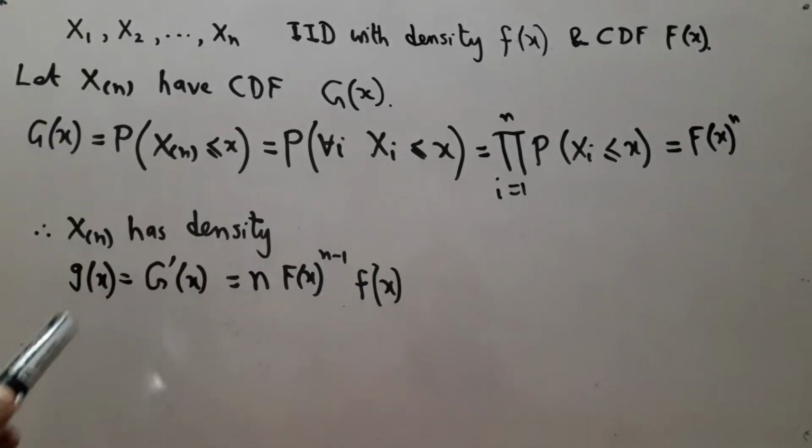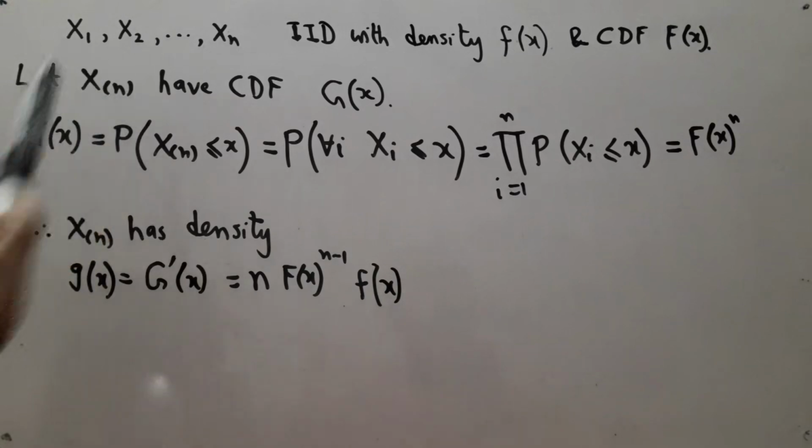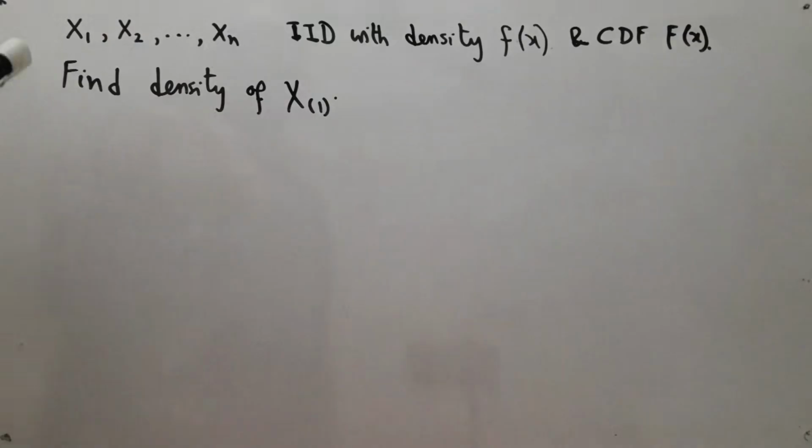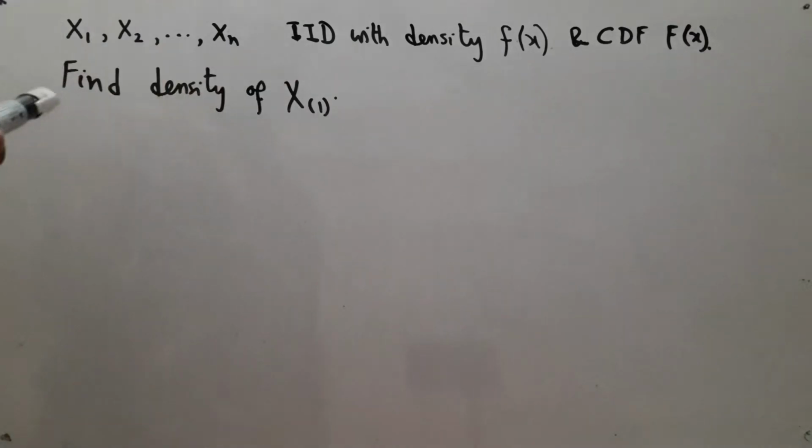Using a very similar argument, you can also work out the distribution of the minimum instead of the maximum, and we shall do this in the exercise. Exactly same setup as before, except that now you have to find out the density of x_1. Again, proceed like this: find the CDF, then differentiate.